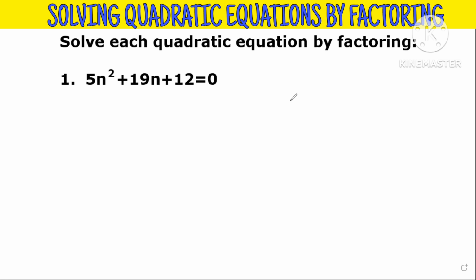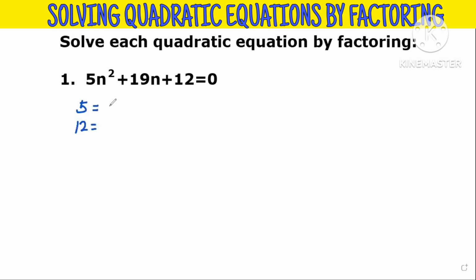So, the last step is to factor it by trial and error. So, paano natin gagawin yon? So, first, let us take A and C. Ang A natin ay 5 at ang C natin ay 12. So, anong gagawin natin sa dalawang to?